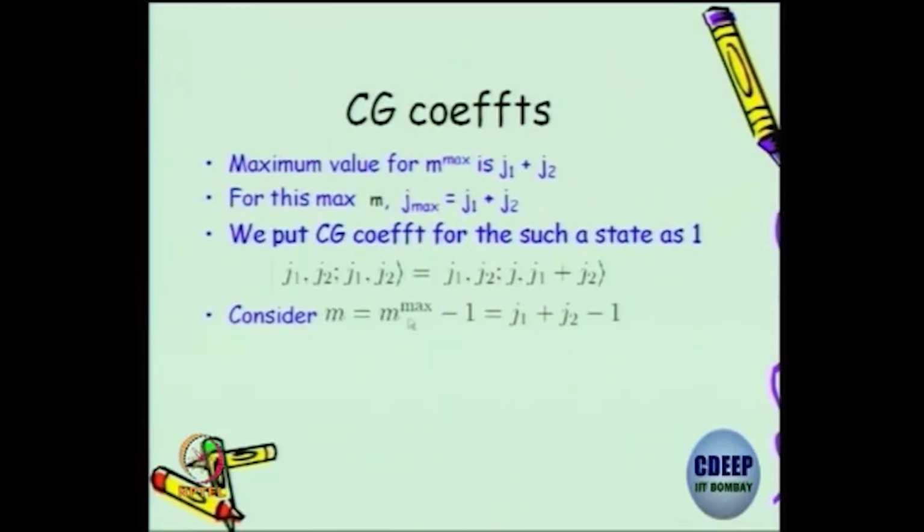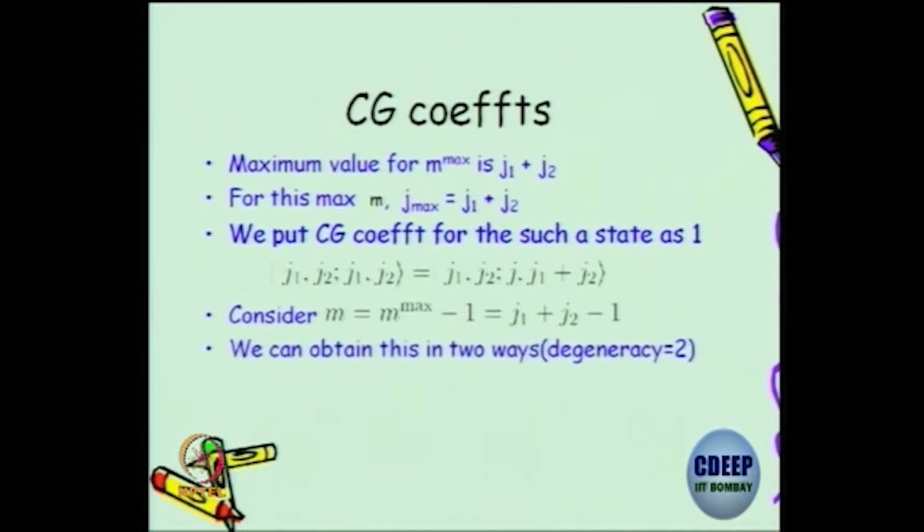This is what we are going to do. Let us consider a state with a magnetic quantum number which is 1 less than the maximum value. So that is J1 plus J2 minus 1. Once M becomes J1 plus J2 minus 1 and we have fixed the total J to be J1 plus J2, that will still allow the state. You agree? It will still allow that state.